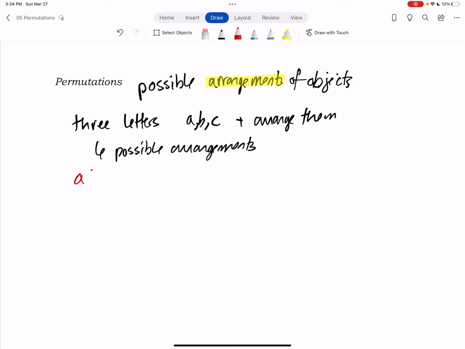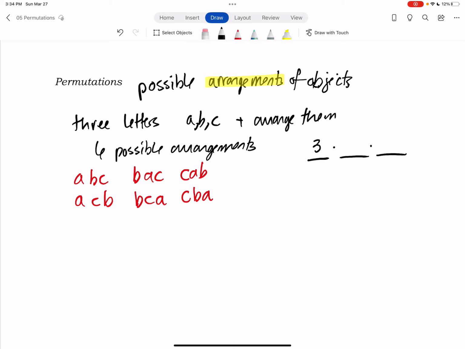You could do ABC, you could do ACB, you could do BAC, you can do BCA, and you can do CAB and CBA. Now, we knew how to compute this before. You have 3 letters, and you're trying to order them. So you have 3 choices for the first letter, and 2 choices for the second letter, and 1 choice for the third letter, or 6 possible choices. It turns out this is the same as 3 factorial, 3 times 2 times 1.